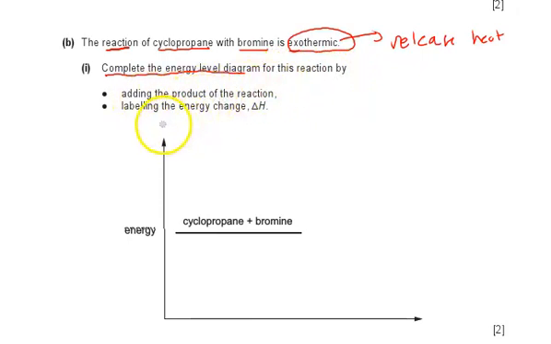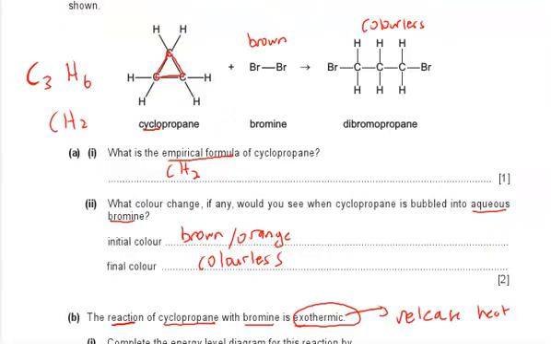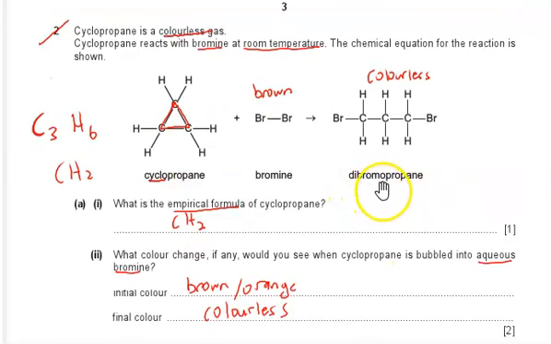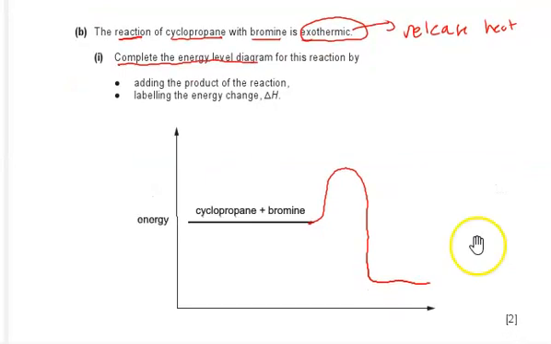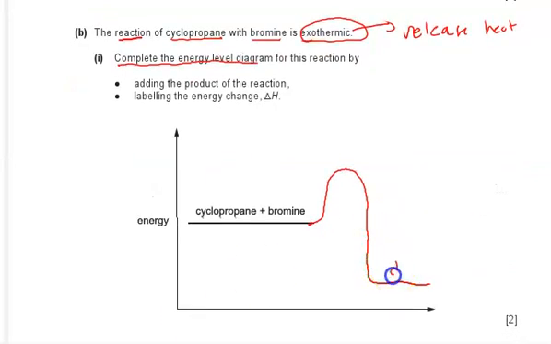So you can see here. Okay, so normally here we have cyclopropane and bromine, right? So the graph will be going up first, and then will be going down. Okay, going down. So at this part here, what's the name of the product? The product is a dibromopropane. Okay, so we just have to write down here the name. Dibromopropane.